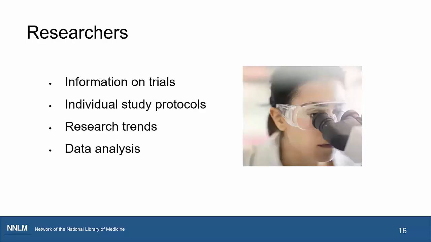The third group of users are researchers. Researchers can use ClinicalTrials.gov to search for information on active and completed clinical trials. They can examine individual study protocols to assist them in developing new methodologies. They can locate data that reveals trends in clinical research to help shape their decision-making about what they pursue next. And they can download study record data for analysis. And the class exercise that we are going to be doing later will get you thinking about ways you might support research teams at your institution.